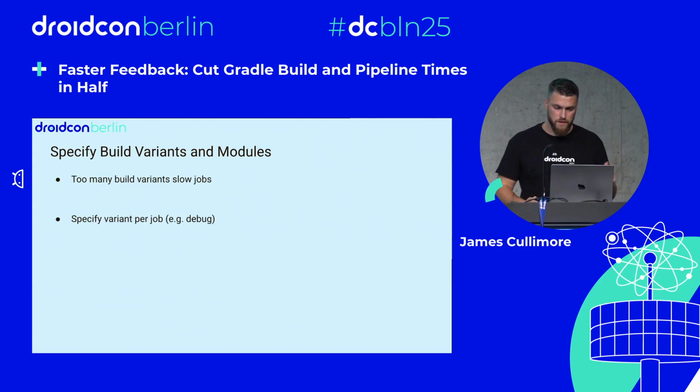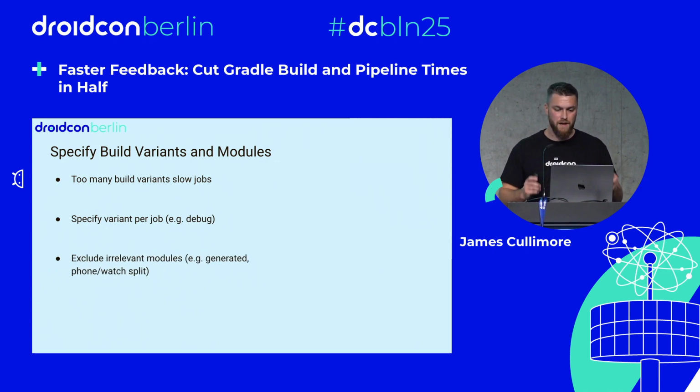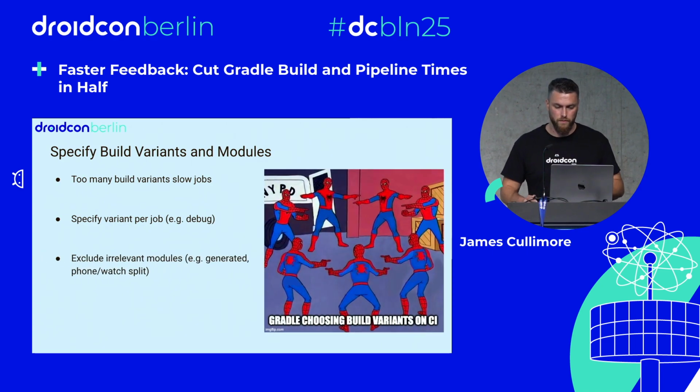And be careful with variants. In one project, pipelines were running every build variant by default, plus tests and linters on every module. Even though the pipeline was only designated to build and test a single module, by specifying variants and modules properly, we could cut the time by more than half in this instance.